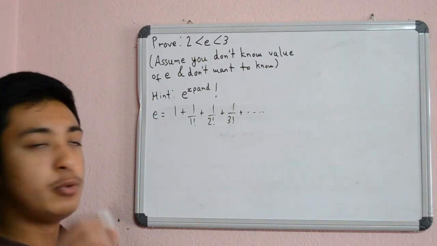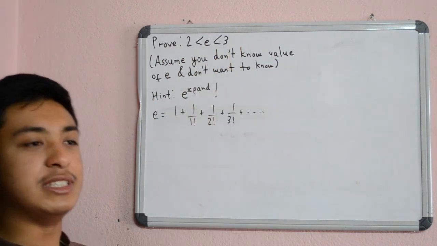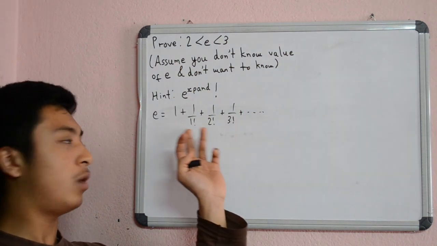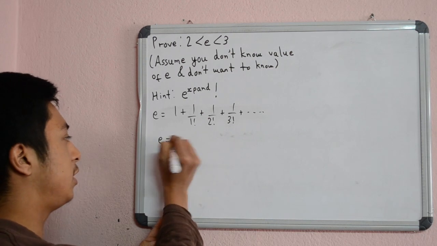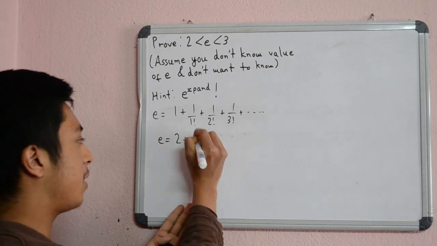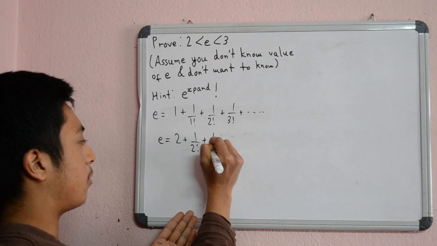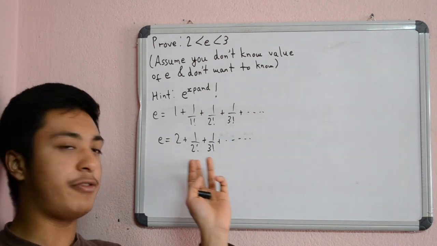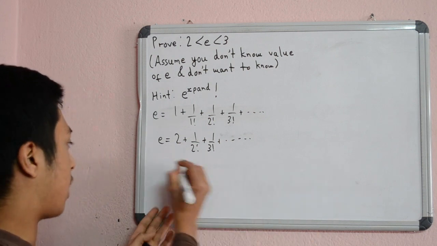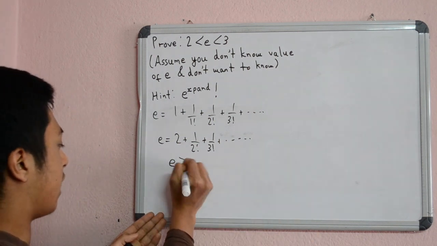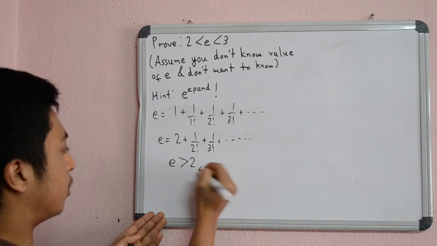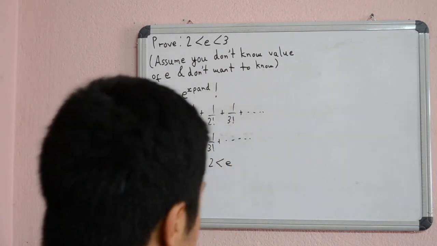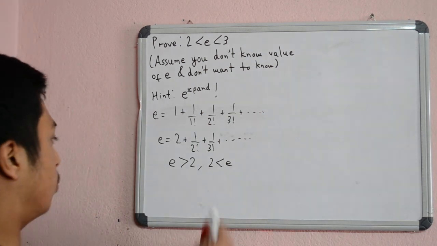And first, let's prove that E is greater than 2, which is the easiest part of this. From here, you can see we have 1 plus 1, which is just 2. E is 2 plus, and then the remaining is 1 by 2 factorial plus 1 by 3 factorial and so on. So you have 2 plus some fractional values. So from here we can already see that E is greater than 2, or to put it in that form, 2 is smaller than E.